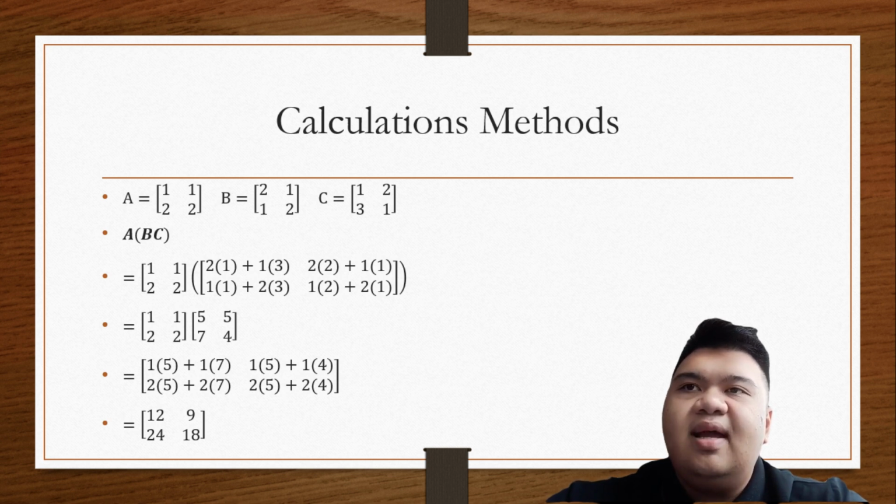Then we must write 1 1 2 2, then 5 5 0 4. First row is 1 times 5 plus 1 times 7, then 1 times 5 plus 1 times 4. The second row is 2 times 5 plus 2 times 7, then 2 times 5 plus 2 times 4. We get 12, 9, 24 and 18.